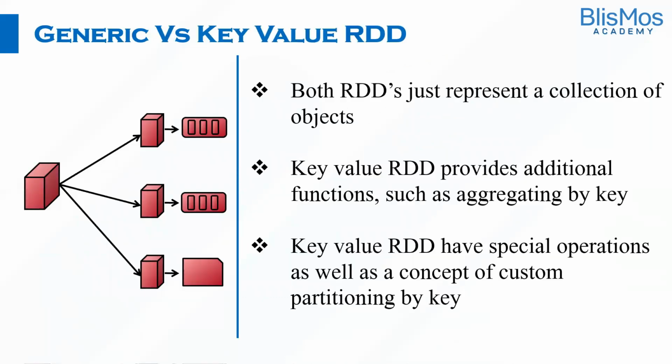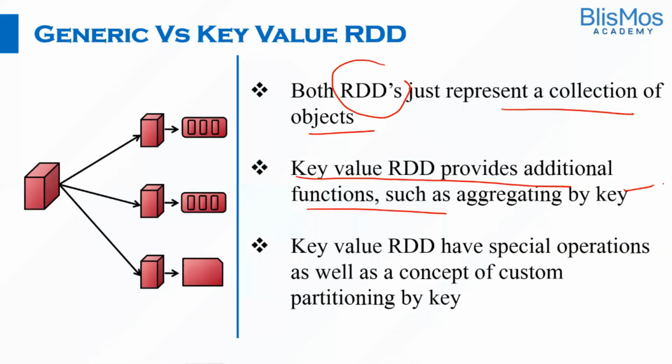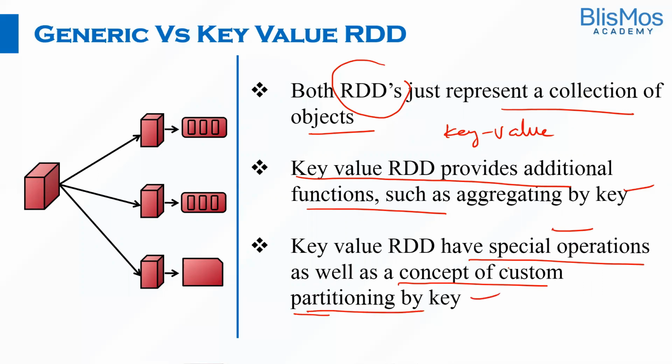How are they different? Both of them represent a collection of objects, as we already discussed. But key value RDD provides additional functions such as aggregating by key. As you know, there is a key value here. So we can also perform special operations as well as there is a concept of partitioning by key in key value RDDs. That is pretty much a difference at a very high level.